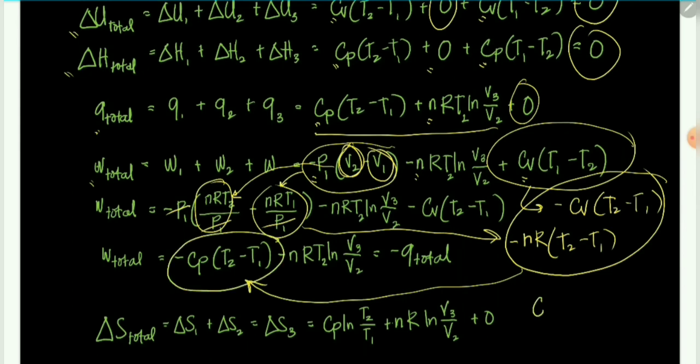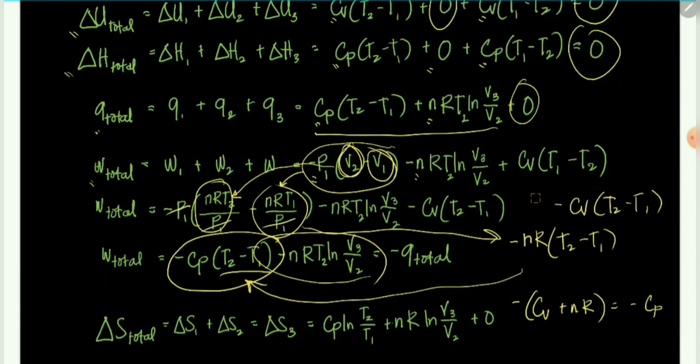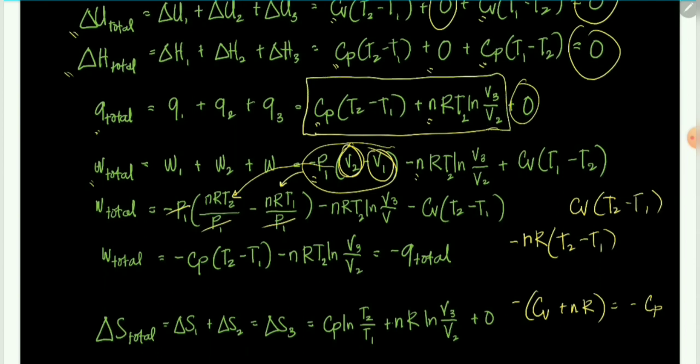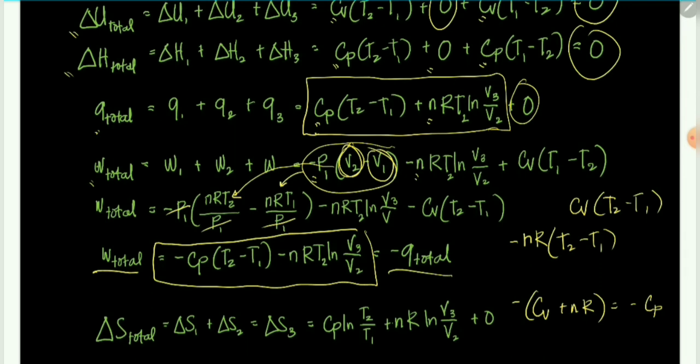So we know that CV plus NR, okay? Negative is equal to negative CP. So for the T2 minus T1, you just multiply the equation by T2 minus T1 on both sides. So since we derived negative CP times T2 minus T1, we have that there in the equation. Then, negative NR T2 ln V3 over V2. So let's just erase the annotations first so we can notice the relationship of Q total to W total. So we can see here, okay, that Q total is positive CP times T2 minus T1 plus NR T2 ln V3 over V2. While this one is negative CP times T2 minus T1 minus NR T2 ln V3 over V2. So that is equal to negative Q total. So W total is just equal to negative Q total. Okay? So W is negative Q in the cycle.